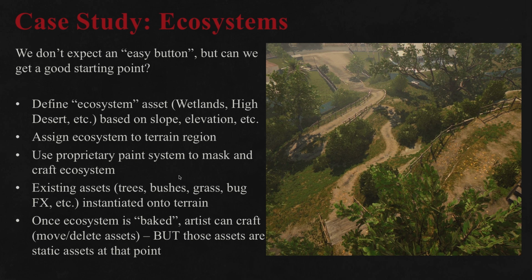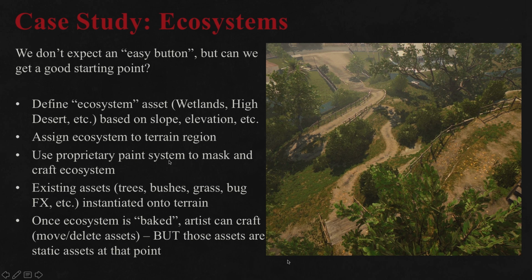So we define an ecosystem as a digital asset. So you have wetlands or high desert or whatever, and it scatters or instantiates our existing foliage assets. So again, it's very memory efficient. And it does that based on the slope of the terrain, or based on elevation, proximity to water. We can mask it out with roads and other static assets like buildings and things like that, so you don't get trees growing through buildings.